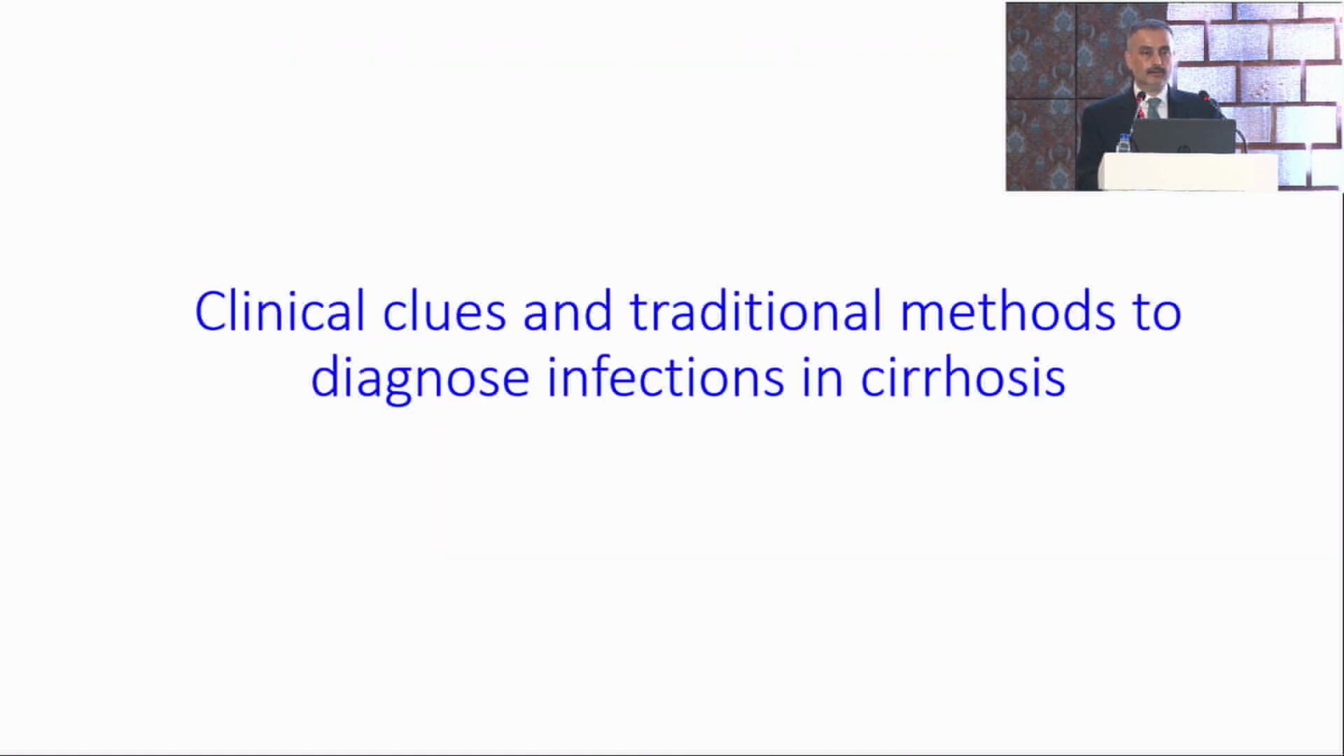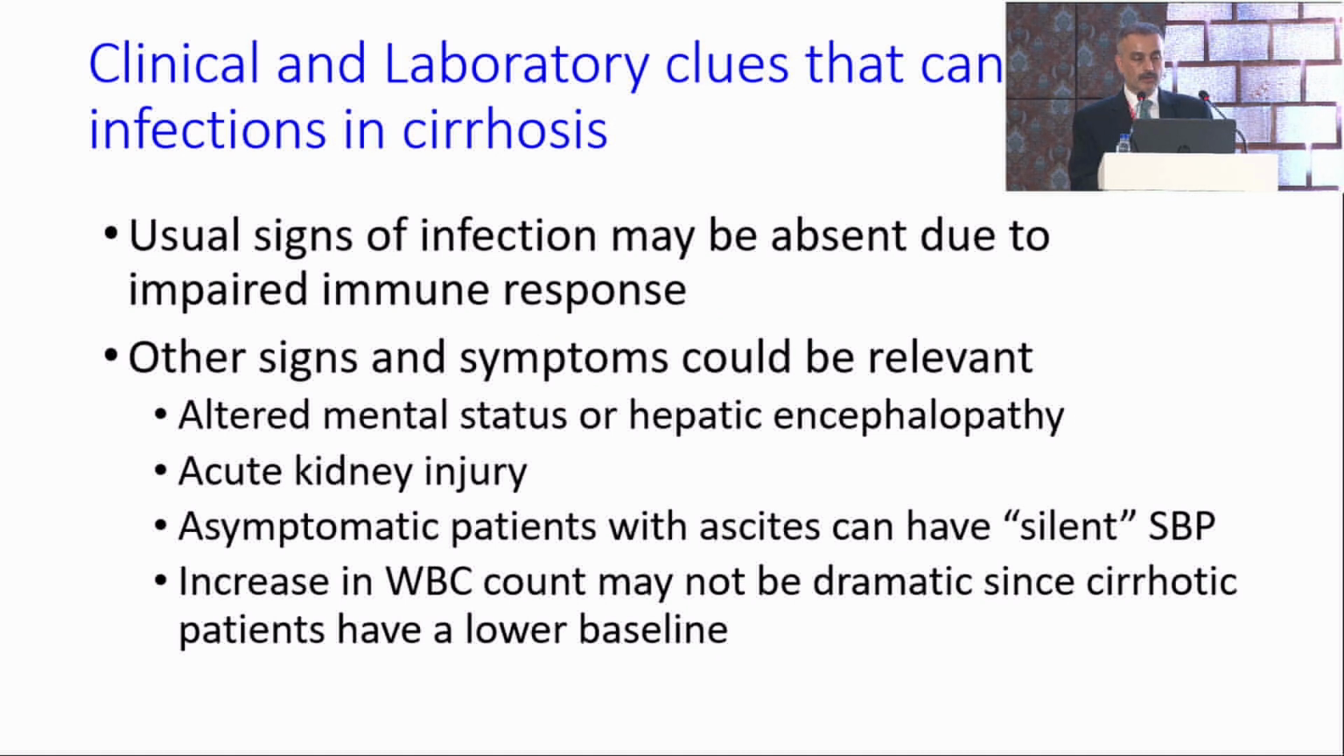So what are the clinical clues and the traditional methods? We know that usual signs of infections are absent. So you want to know if someone has altered mental status or hepatic encephalopathy, as in the nice talk done by Dr. Dheeman before. It is infection unless proven otherwise. Acute kidney injury, which we know can be as subtle as a 0.3 milligram increase in creatinine. Asymptomatic patients could have silent SBP.